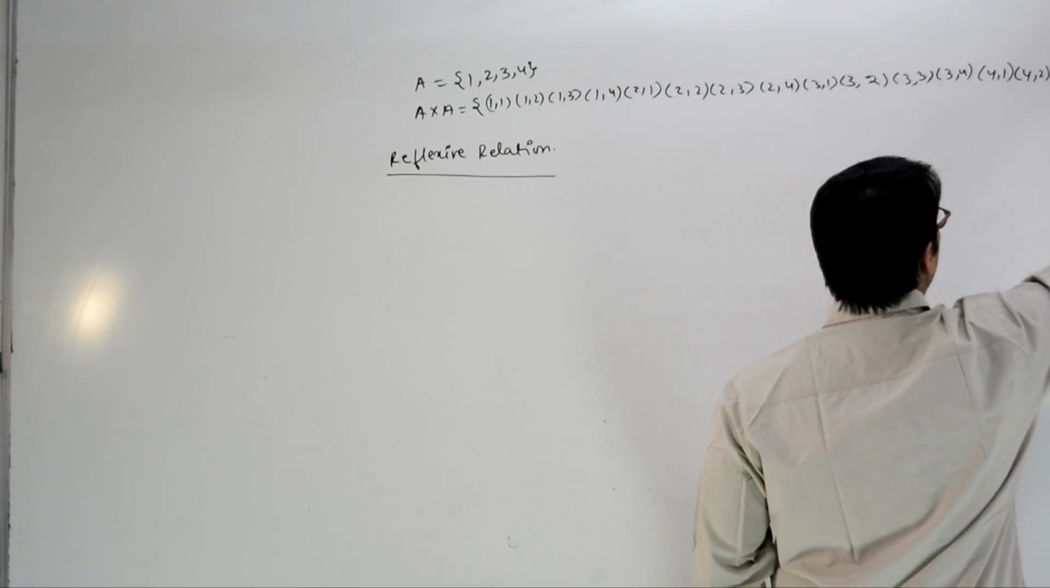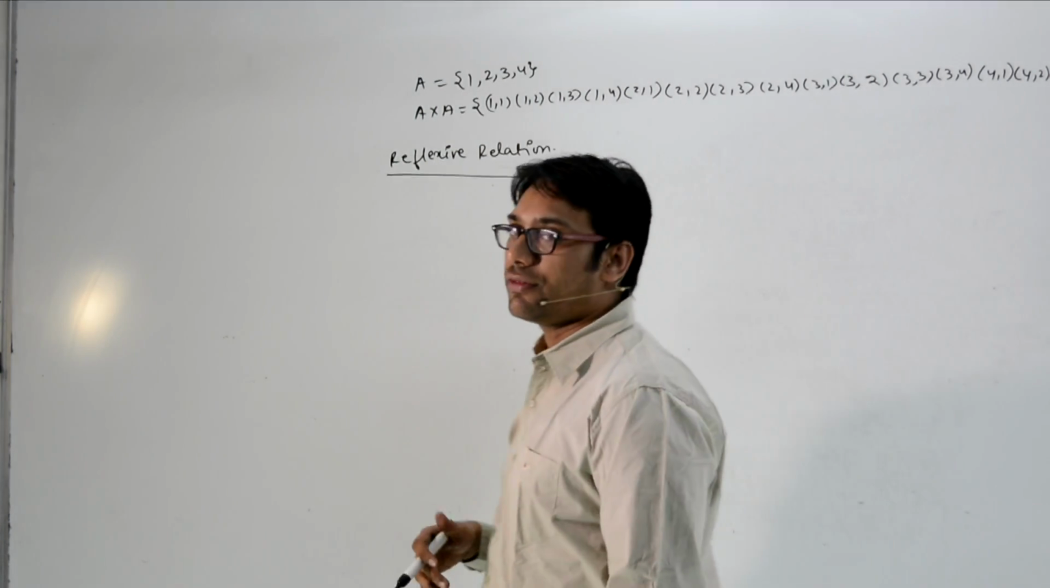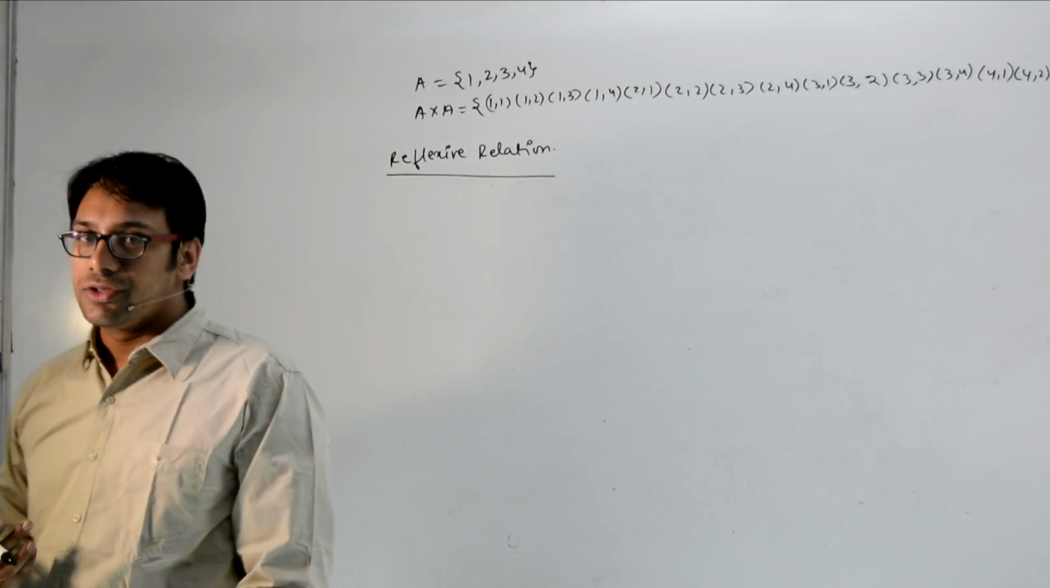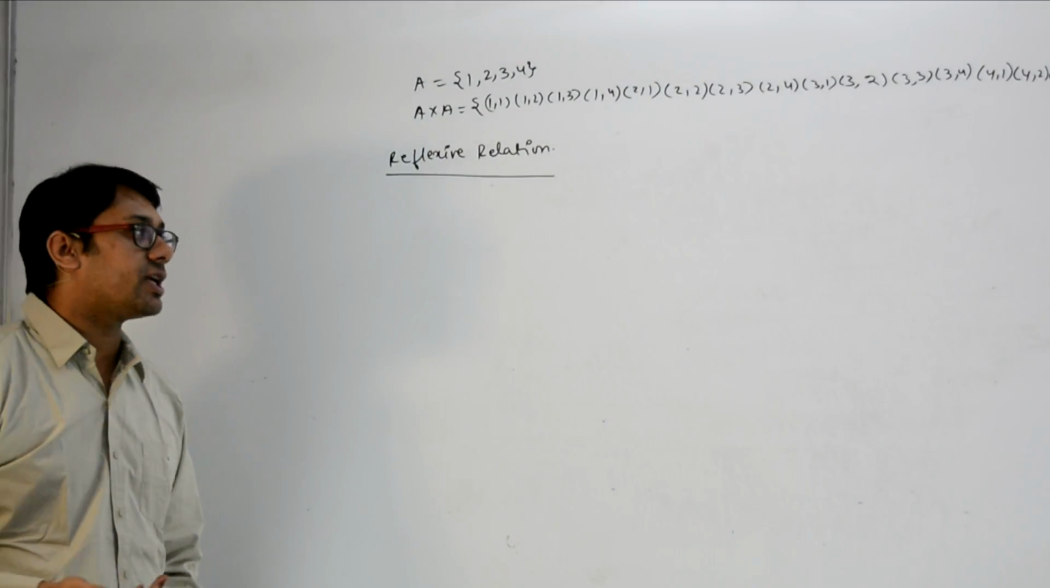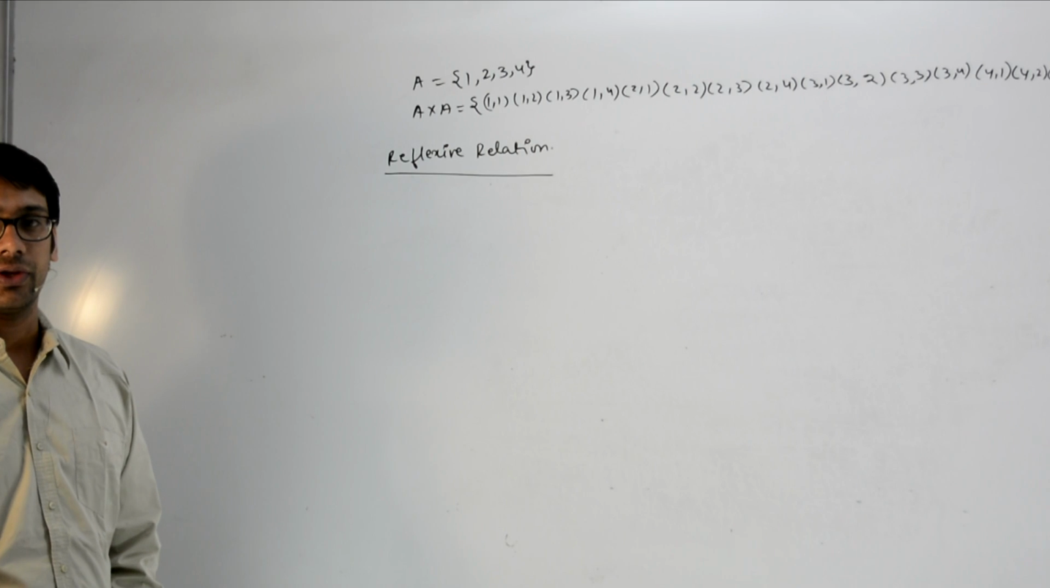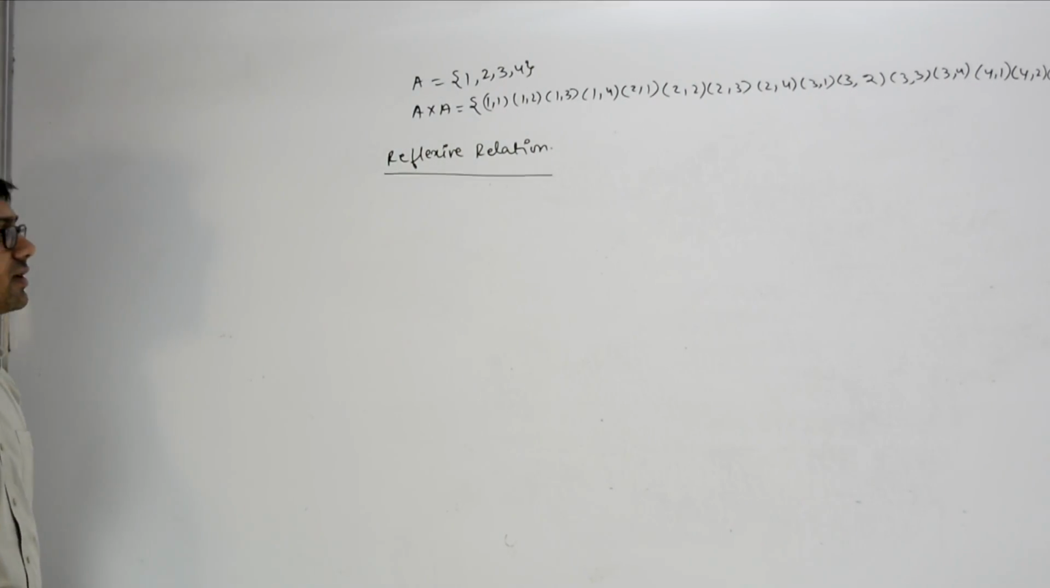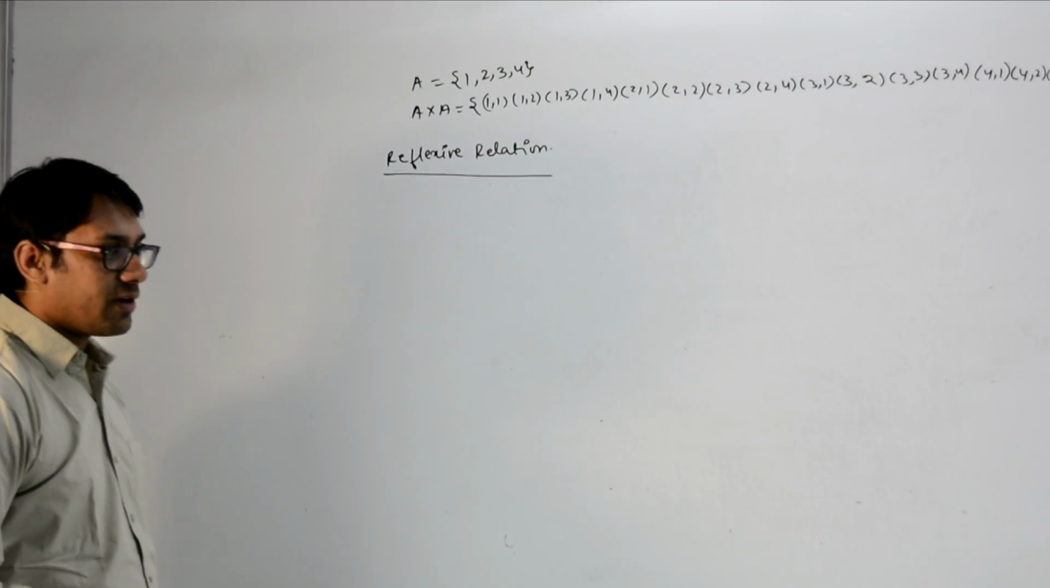So I'm writing it here because I don't want to write it again and again for every type of relation which I will specify. I'm going to specify all these different types of relations over the above set. So the first type of relation is a reflexive relation. So what is a reflexive relation?